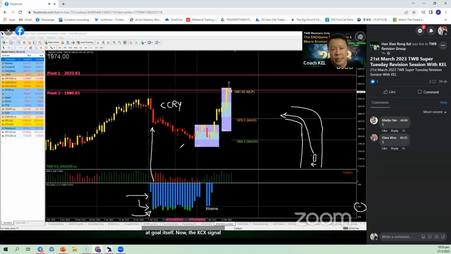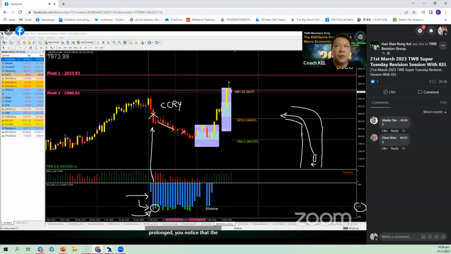So let's look at gold itself. Now, the KCX signal appeared very early, in the early part of February. By right, it means it's a bit oversold. But you notice that there was no CCRY coming up, no CCRY, red to yellow, you don't see it. So that means you cannot buy. From this very point here, you're already notified that the market is near extremity, but you cannot buy yet.